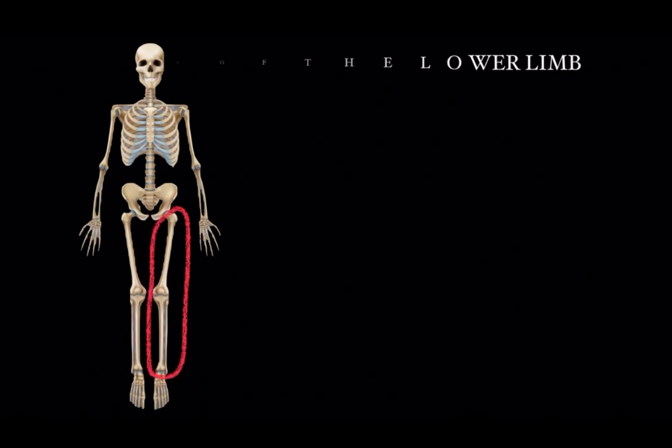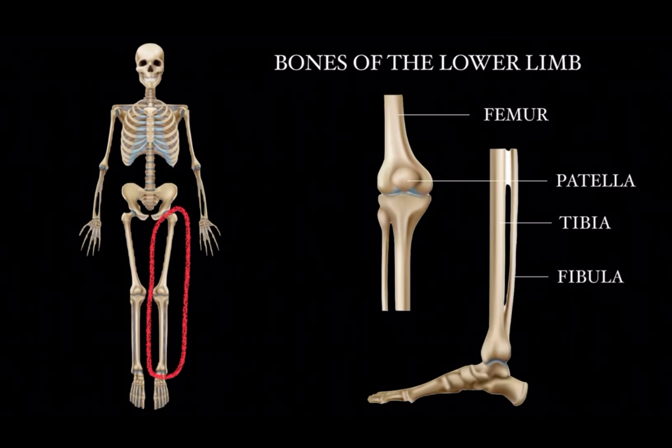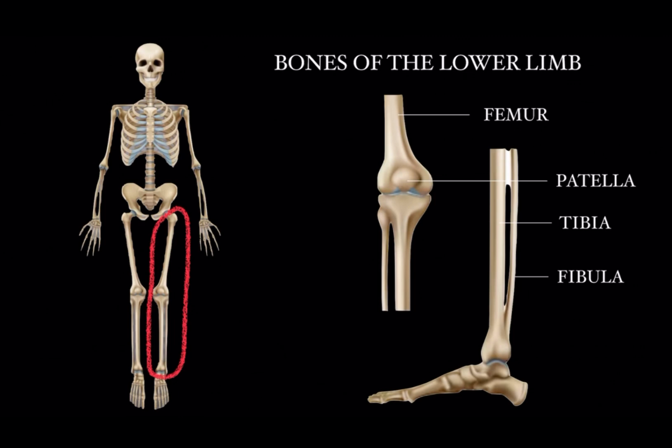The bones of the lower limb. The lower limb consists of the femur, patella, tibia, fibula, tarsal, and metatarsal bones. Let's see them one by one. The femur is the longest and strongest bone of the human body. This is a single bone of the thigh.